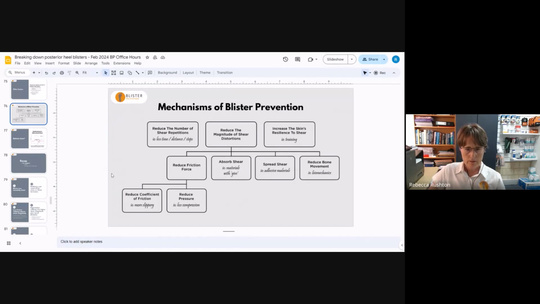Oh, I had this slide just to reiterate that it's the repetition that is important in repetitive shear deformation that causes blisters. So if we are having shear twice per step as opposed to once per step, then blisters are more likely to happen earlier.